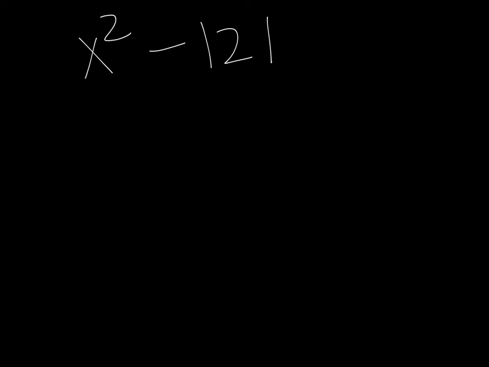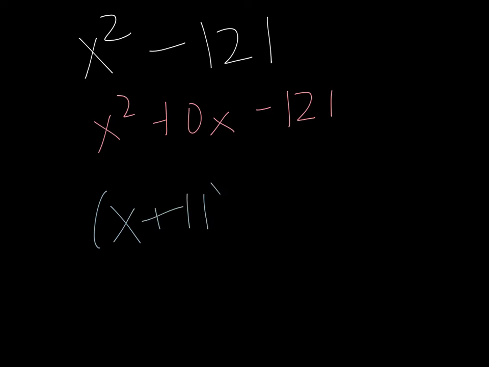121, let's try. In this case, there's no middle number, so that would be like if there was a 0 right here. So you're looking for two numbers that multiply to get 121 and add together to get 0. Those two numbers would be x plus 11 and x minus 11. This is kind of a special case because 121 is a perfect square.